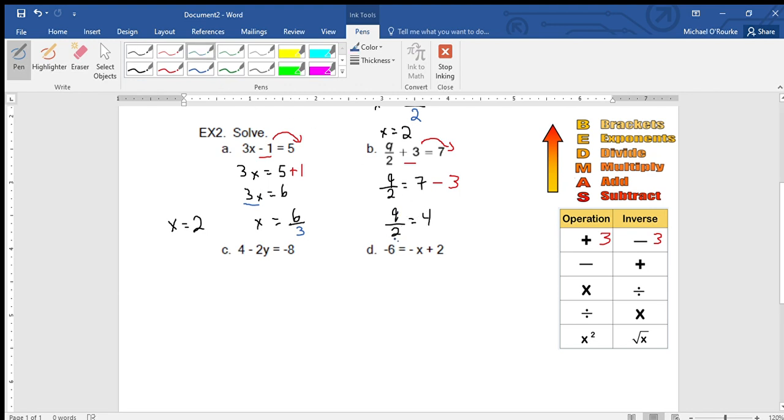Now we have this here. This too we need to move over, since we need our variable all by itself. So right now it's a divide by 2. So that's going to become a multiply by 2, which is going to equal q equals 4 times 2. So our final answer is going to be q equals 8 as we work there.